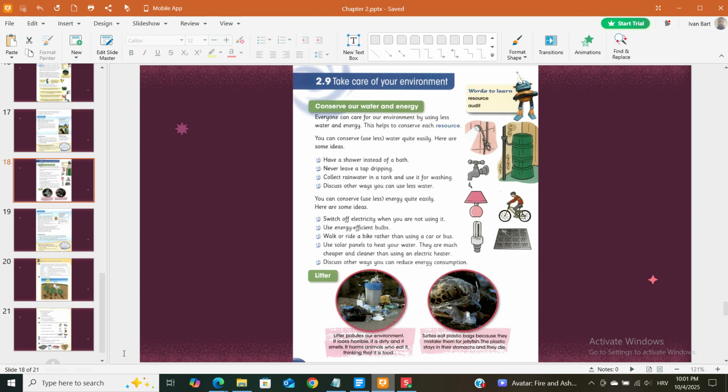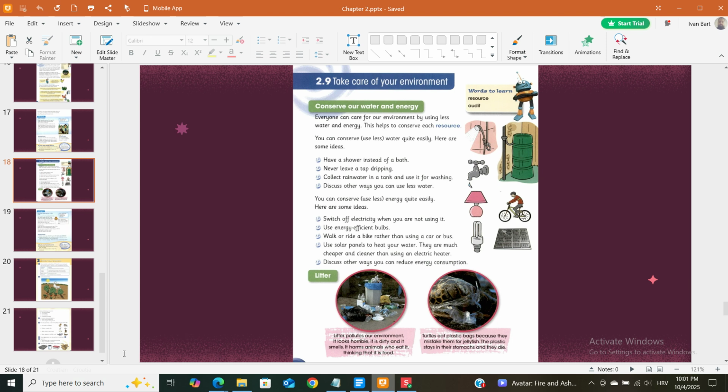Litter. Words to learn. Resource. Audit. Litter pollutes our environment. It looks horrible, it is dirty and it smells. It harms animals who eat it, thinking that it is food. Turtles eat plastic bags because they mistake them for jellyfish. The plastic stays in their stomachs and they die.